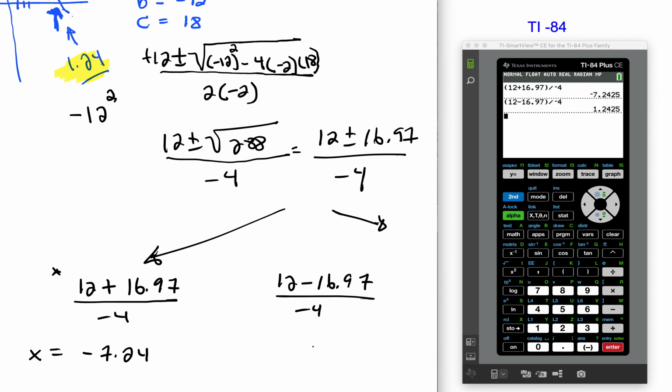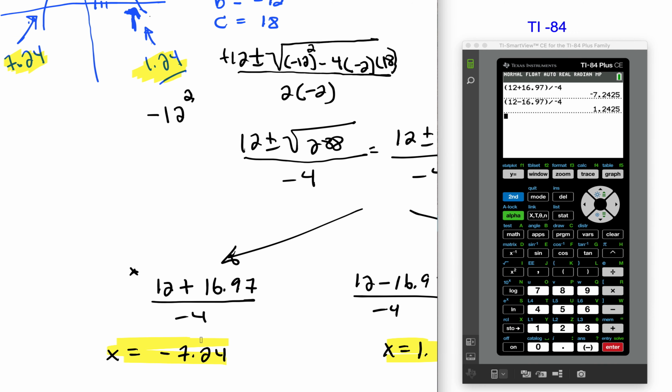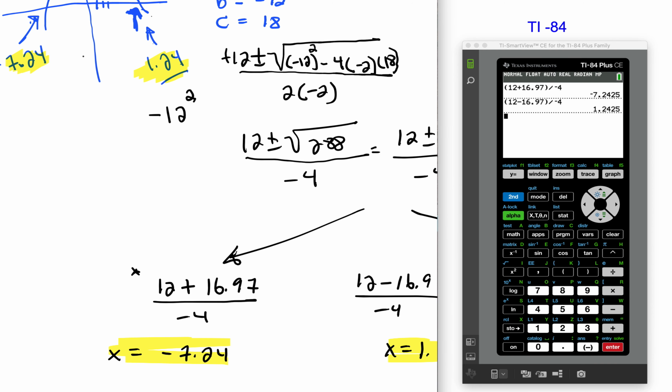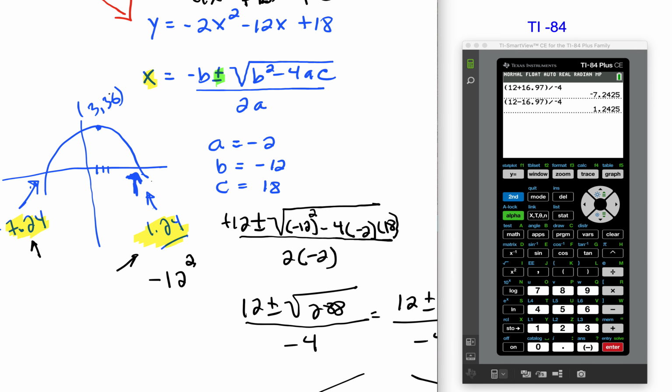1.24. All right, so x equals 1.24. Highlight this one, highlight this one, and those are our two x-intercepts, which is what we got with the graphing calculator here. Also, remember we found this over here, this 3 over 36.